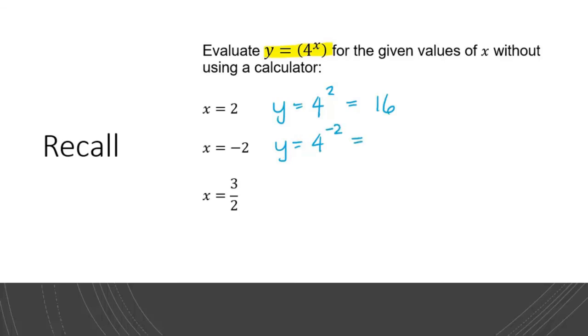What do negative exponents ask us to do? They ask us to take the reciprocal of the base. So 4 to the power of negative 2 can be written as 1 over 4 to the power of positive 2, or 1 over 16.